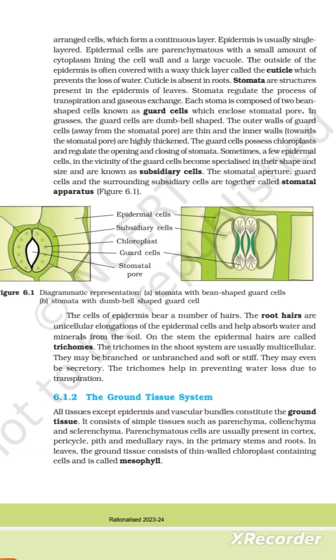6.1.2 The ground tissue system. All tissues except epidermis and vascular bundles constitute the ground tissue. It consists of simple tissues such as parenchyma, collenchyma and sclerenchyma. Parenchyma cells are usually present in cortex, pericycle, pith, and medullary rays. In leaves, the ground tissue consists of thin-walled chloroplast-containing cells and is called mesophyll.